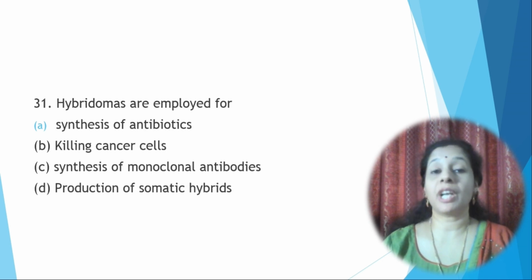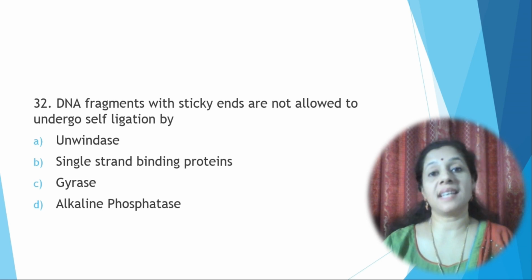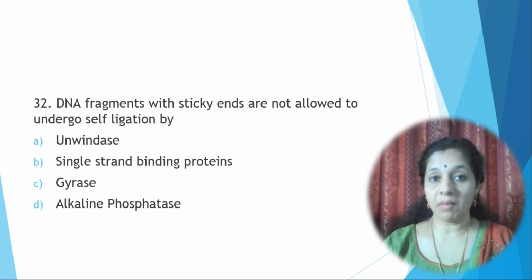Hybridomas are employed for the production of monoclonal antibodies. So option C is the correct answer. DNA fragments with sticky ends are not allowed to undergo self-ligation. We know sticky ends are complementary, so the possibility of self-ligation is high. That can be prevented using alkaline phosphatase enzyme. So option D is correct.